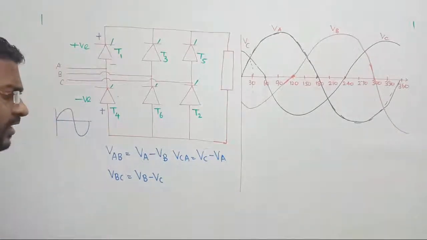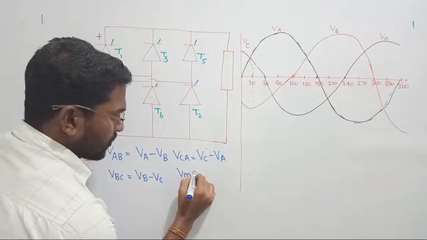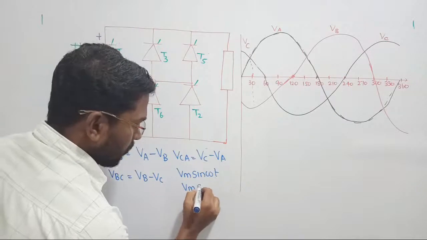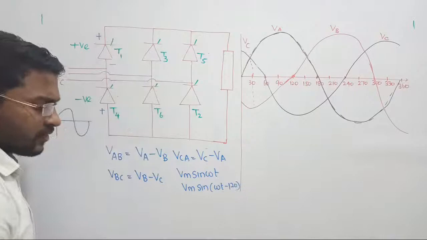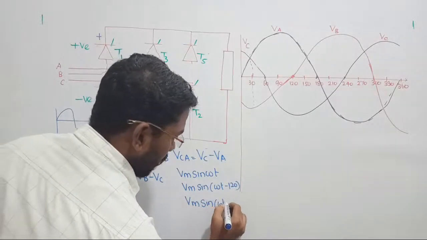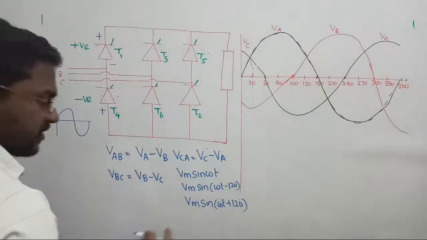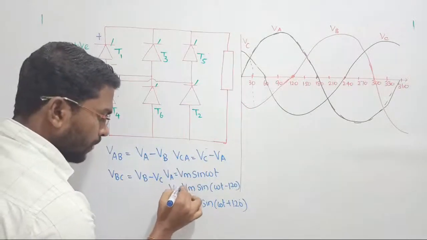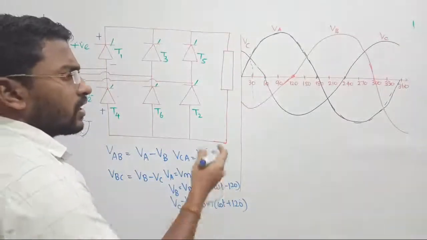Clear? And the next thing, you all have to remember these. VA can be written as Vm sin omega t. VB can be written as Vm sin of omega t minus 120 degree displacement. Similarly, VC can be written as Vm sin of omega t plus 120 degree. That is how we are writing phase A, phase B, phase C. I hope these are visible to you all. This is VA, this is VB, and this is VC, the phase voltages.